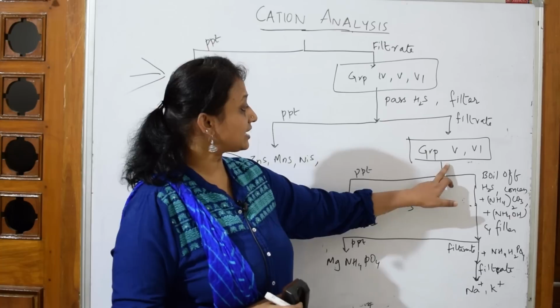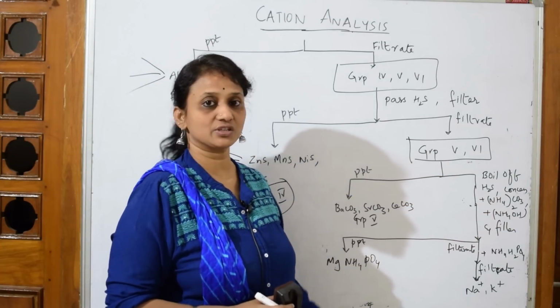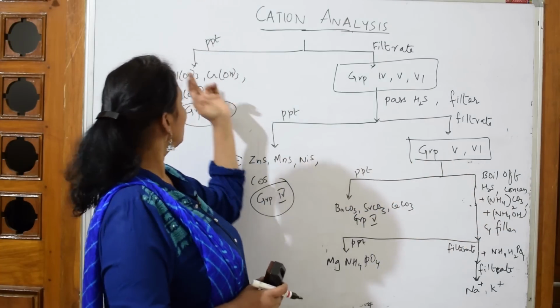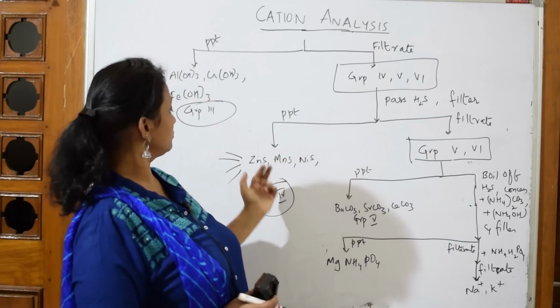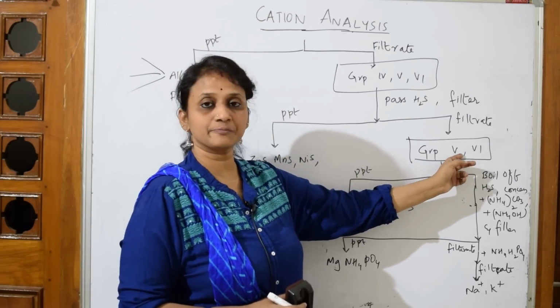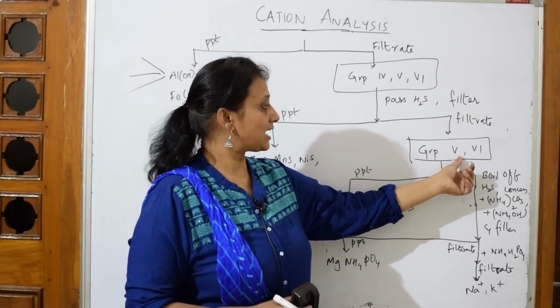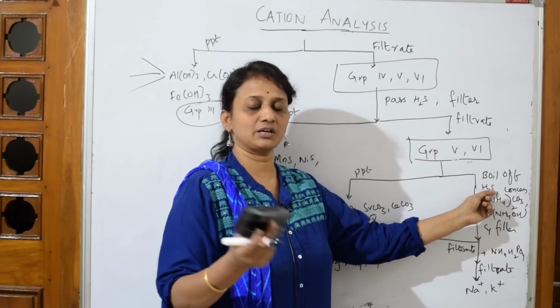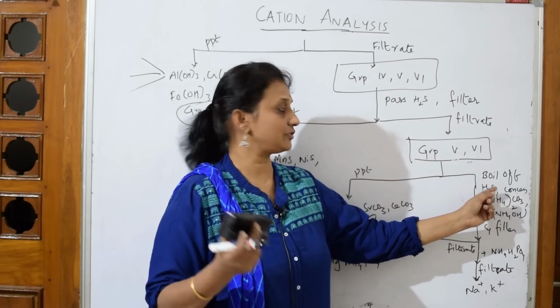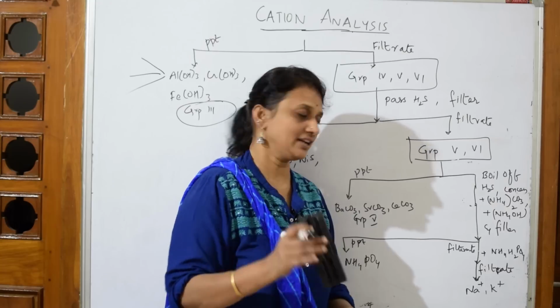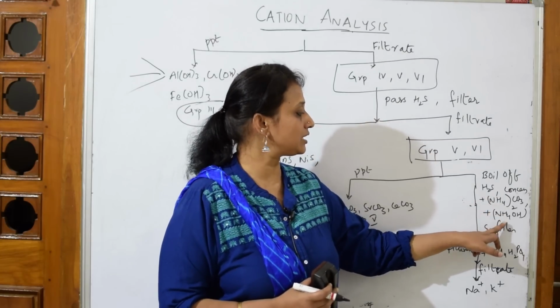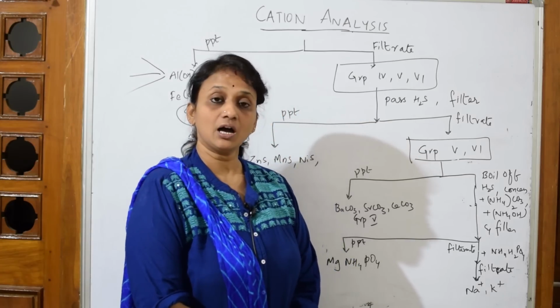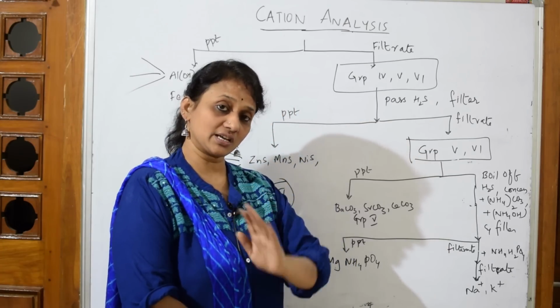Suppose if that doesn't contain anything, or if you're not getting anything, now I'll be taking the filtrate. To this filtrate, I'll be adding the group reagent. Now what should I test? I have to test: 1 is over, 2 is over, 3 is over, 4 is over, and I have to test for 5. I'll take the filtrate, I'll boil off H2S on the Bunsen burner, concentrate it, then I'll start adding ammonium carbonate and ammonium hydroxide.